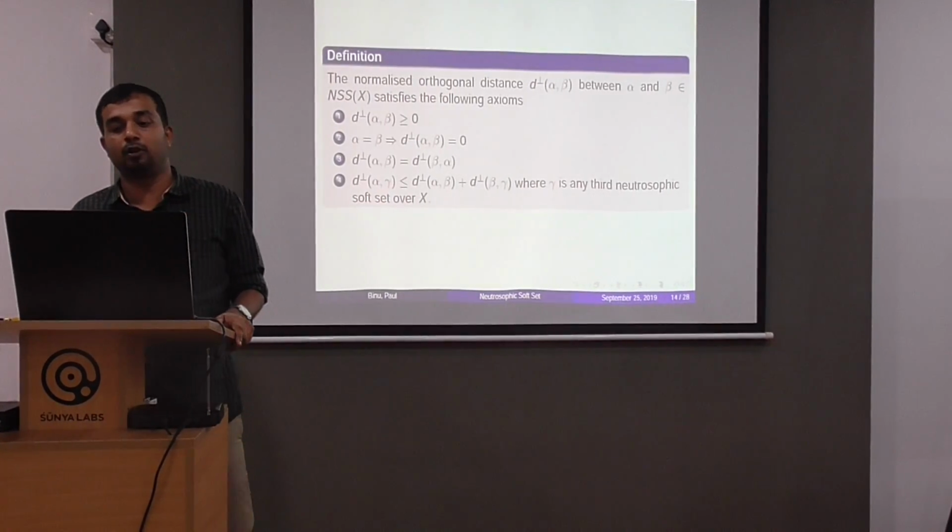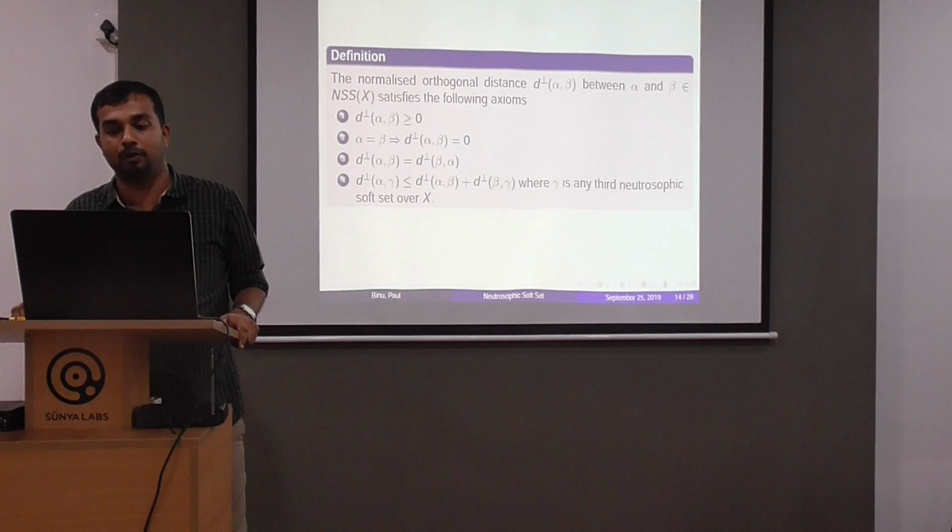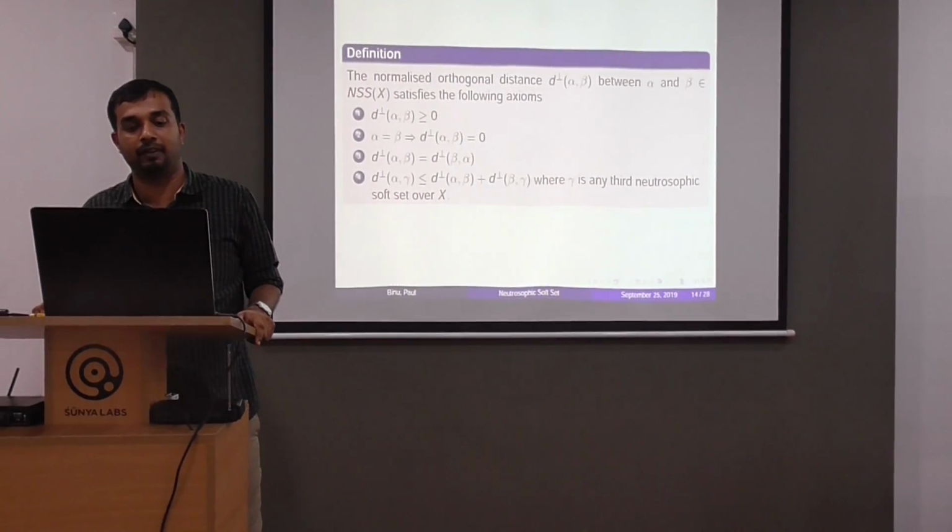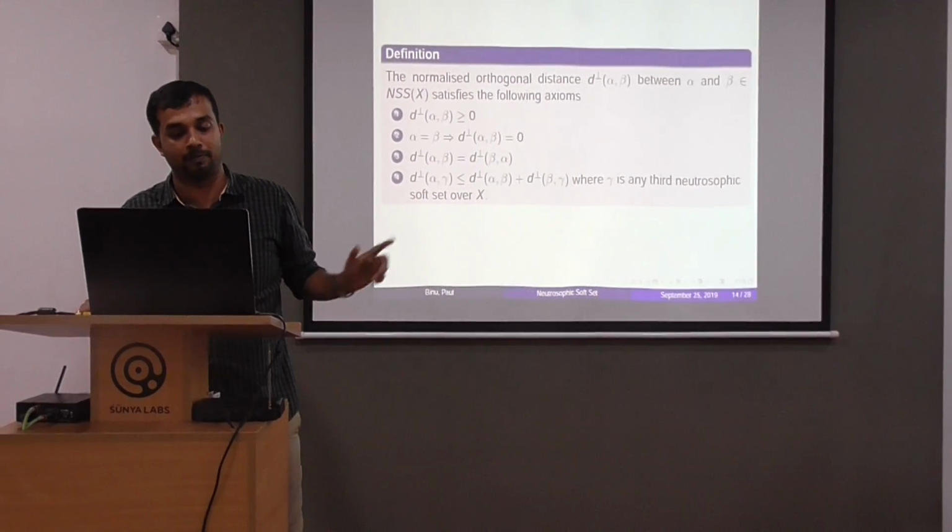Next, the normalized orthogonal distance d perp of alpha beta between alpha and beta satisfies the following properties.